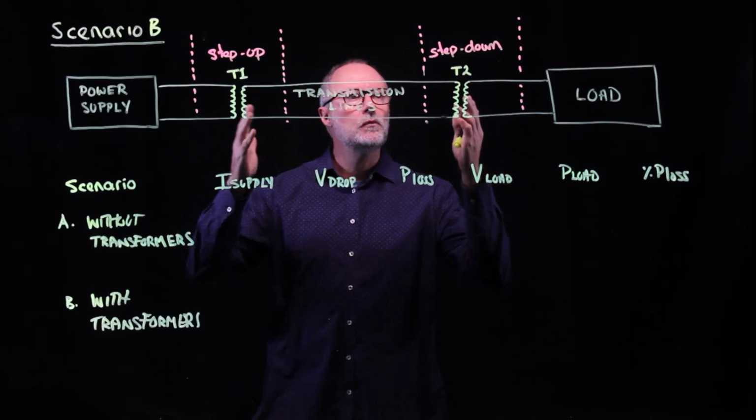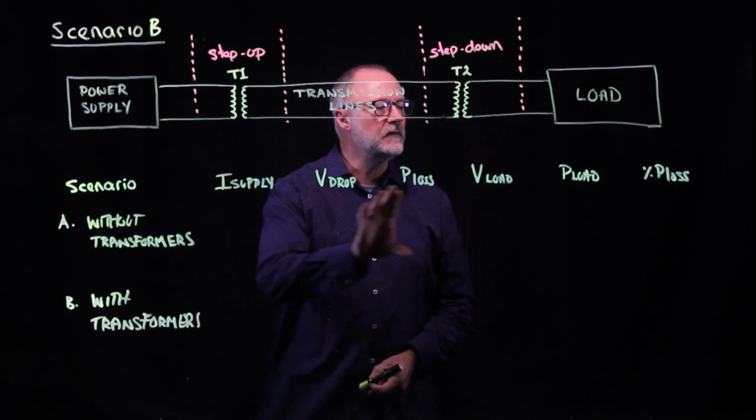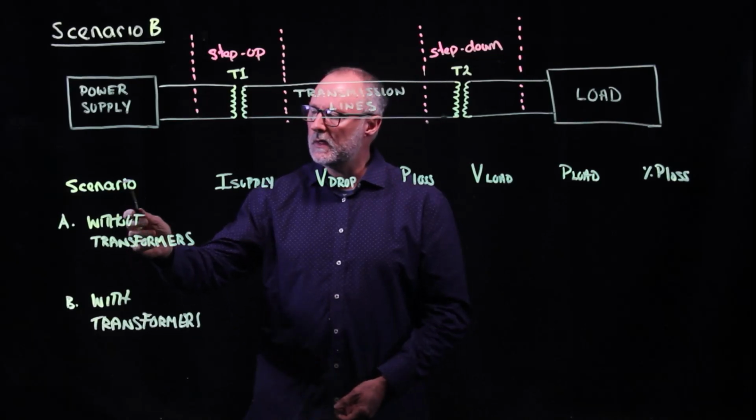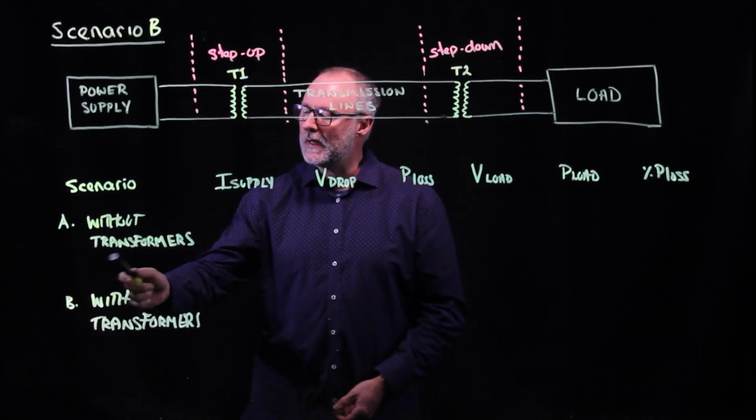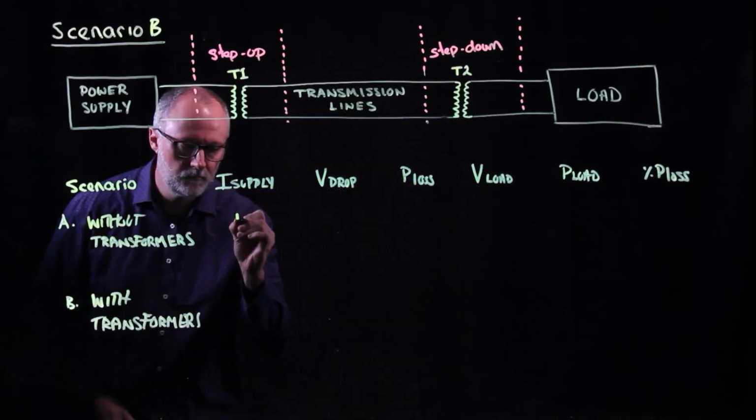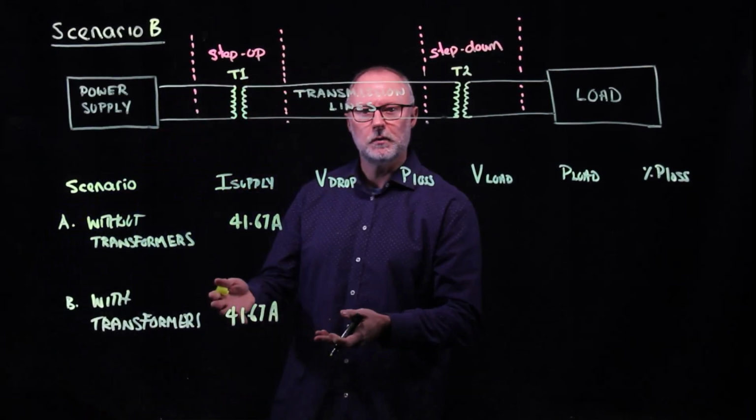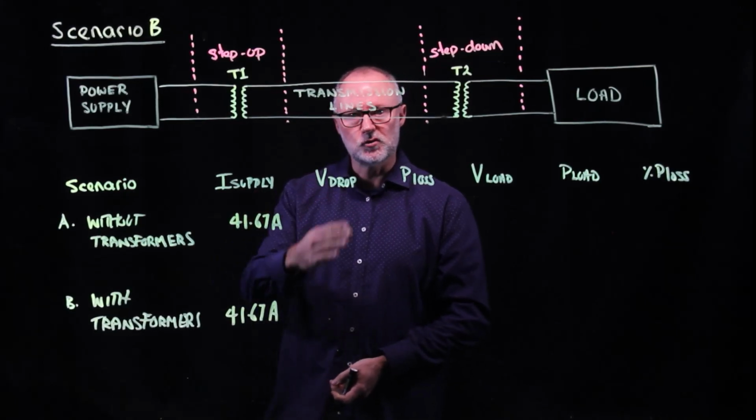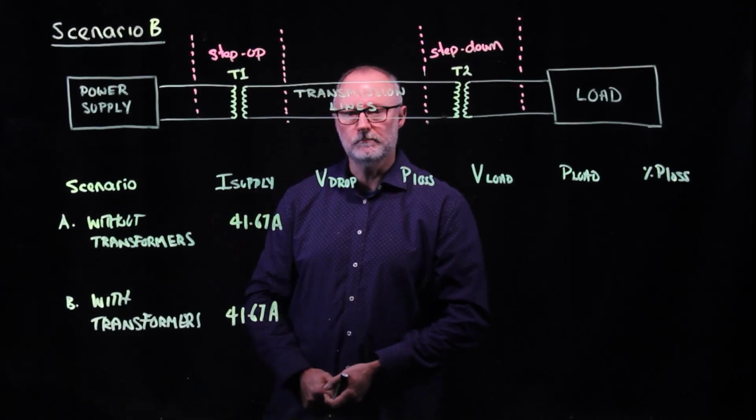Now, comparing our two models, that was scenario A without any transformers and scenario B, which you can see in front of you at the moment with transformers, I want to have a look at the various measurements made. So first of all, in scenario A without transformers and scenario B with transformers, applied current was exactly the same, leaving our power supply. Let's now consider the voltage drop in both scenario A and scenario B.